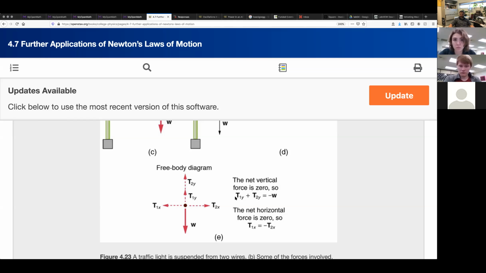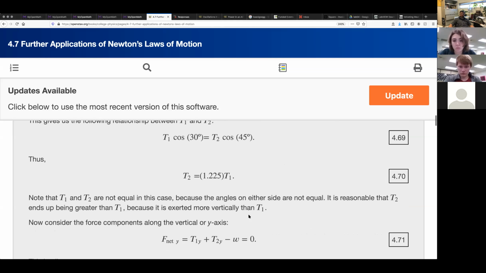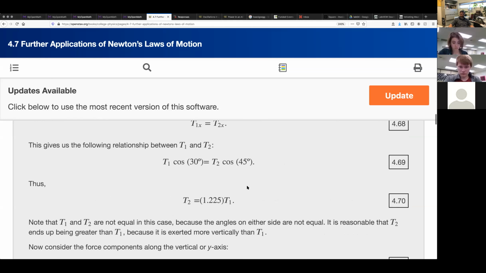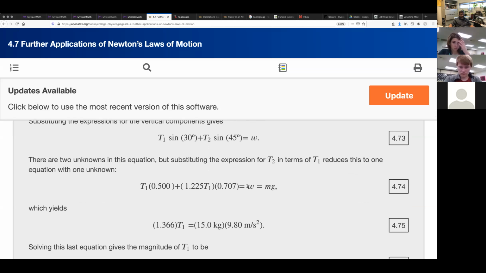So that gives you some really easy equations to set up using Newton's second law. And then you solve them. When you solve them, you're going to end up with cosines and sines and things all over the place. But in the end, they're pretty easy to solve. You're just solving for simple unknowns.